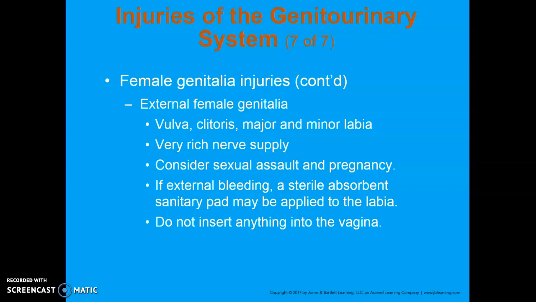In case of external bleeding, you want to put a sterile pad outside. We never pack the vagina at all because that can cause further damage. We don't use tampons in the case of trauma because we don't want to cause further injury, and we're not doing a full-out assessment. So we just err on the side of caution and use a sanitary pad externally.